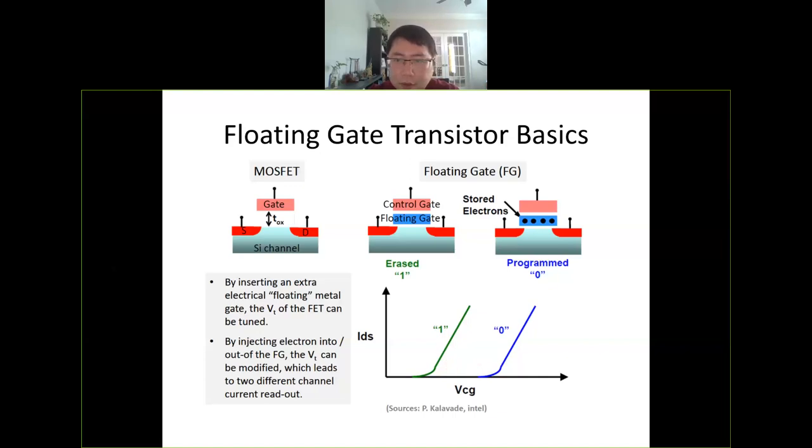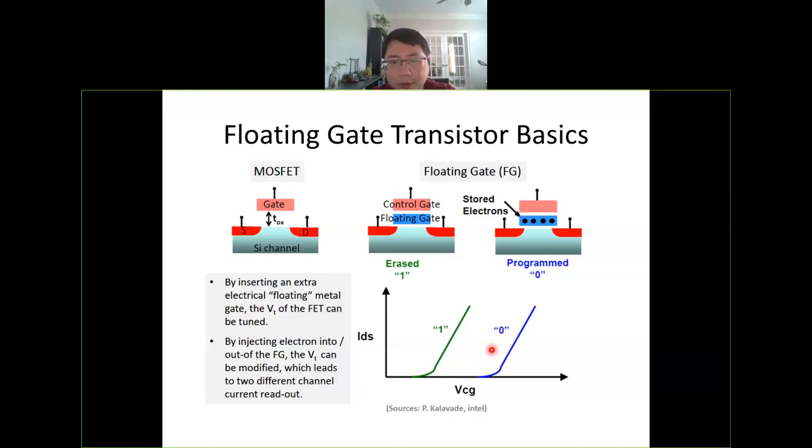So here, this is a key conclusion, right? The program state: electrons in the floating gate, threshold voltage increase. So these are the two states. But how do we read out the information, 1 or 0?